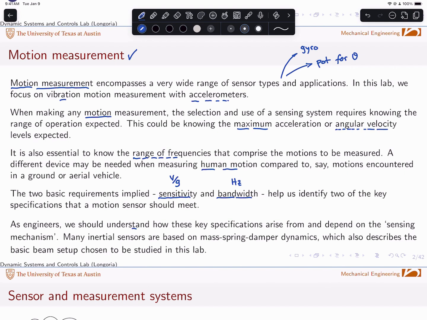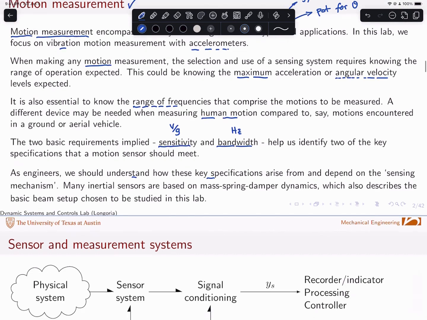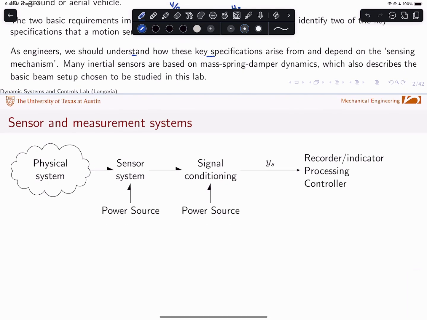Again, as engineers, we want to understand how these key specifications arise, so I'm going to talk right now about basic mass spring damper systems, because this is the core of what most accelerometers use. They're sometimes referred to as inertial sensors. They make use of a mass spring damper type mechanism to measure acceleration. Many of these inertial sensors are based on these kinds of dynamics, so it's good to understand it. In the related lecture for this lab, mass spring dampers form a key part. Whenever we're studying a physical system and attaching a system for making measurements, there's a sensor system with this mechanism, and there's always signal conditioning, which we'll talk about as we go forward.